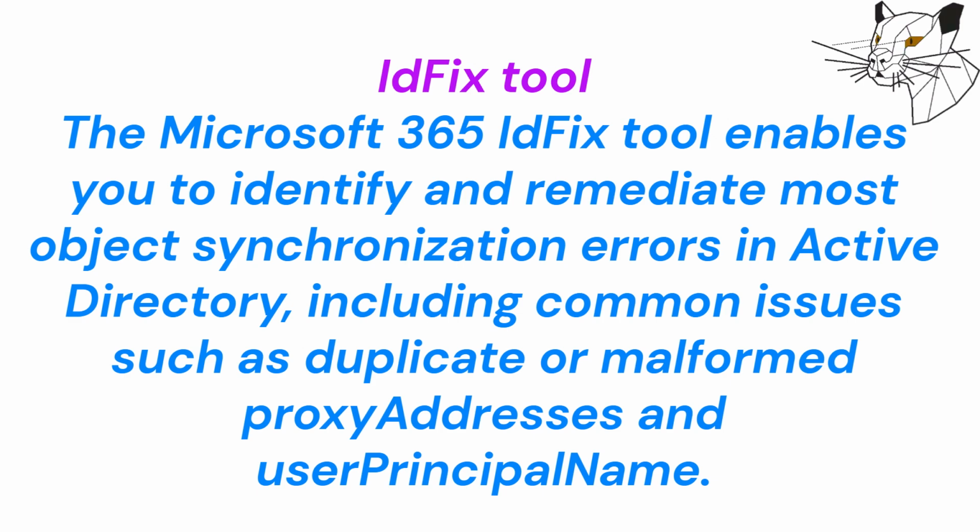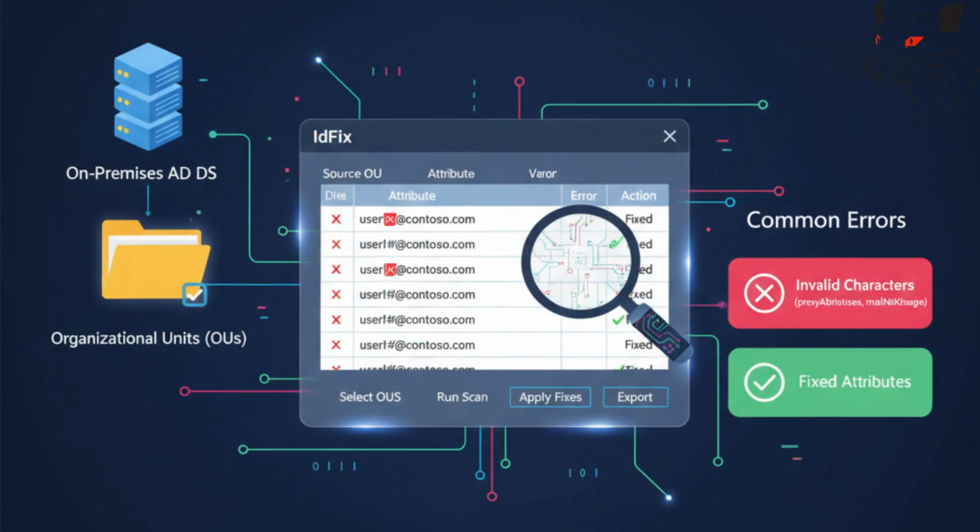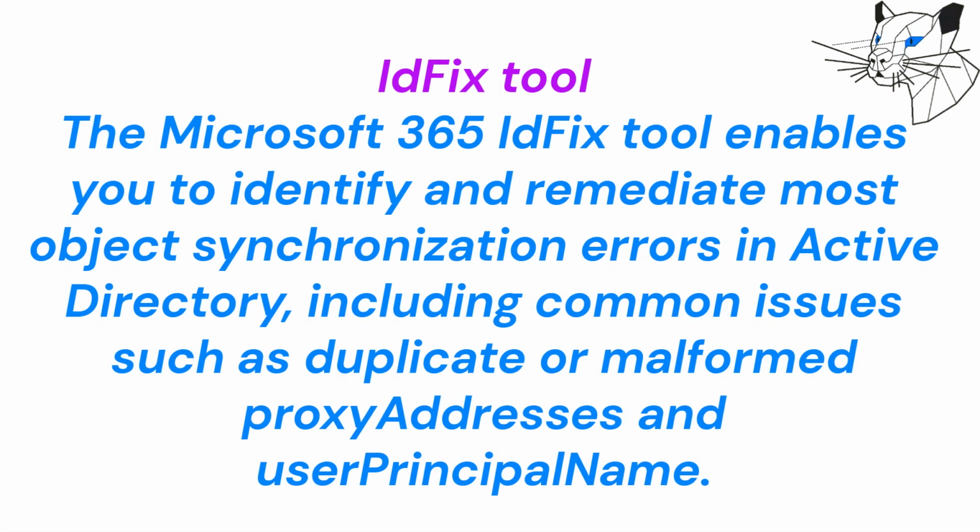IDFix tool. The Microsoft 365 IDFix tool enables you to identify and remediate most object synchronization errors in Active Directory, including common issues such as duplicate or malformed proxy addresses and user principal names. You can select the OUs that you want IDFix to check, and you can fix common errors within the tool itself. Common errors might include problems such as invalid characters that might have been introduced during scripted user imports to attributes such as proxy addresses and mail nickname.